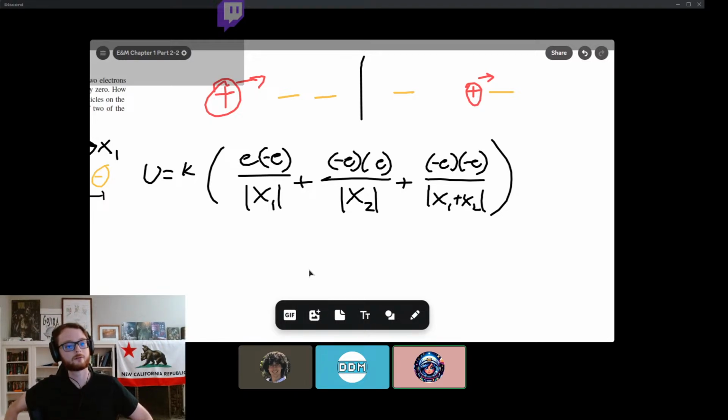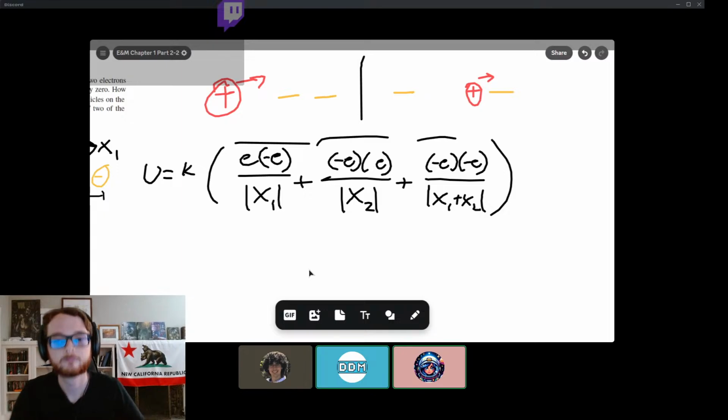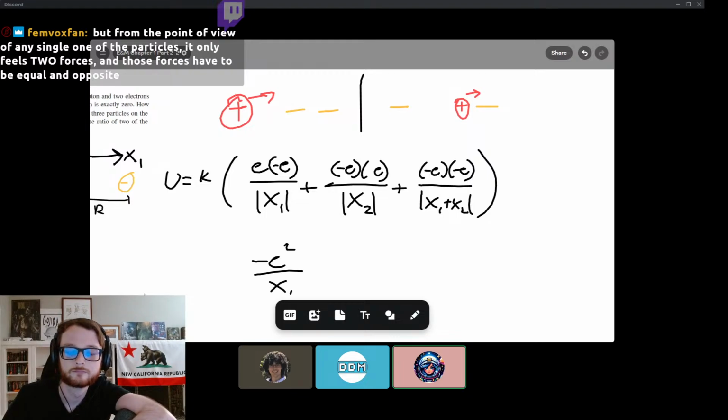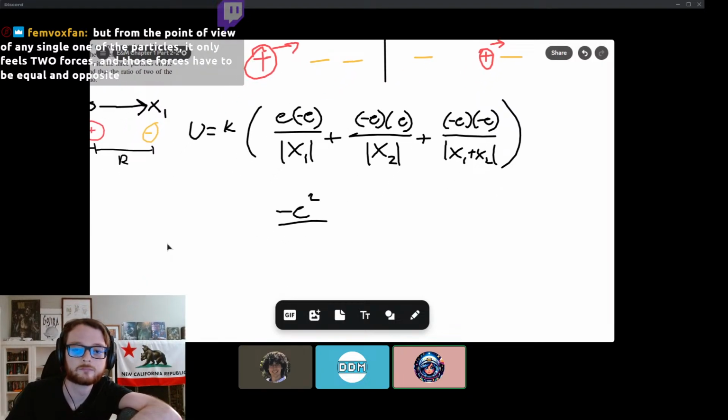So we get, I'm going to expand all these terms and get the negative signs correct. So we get negative e squared over x1. Or I'll use r like y'all have used. That's fine too. It all works. And then we'll have two of those, actually.